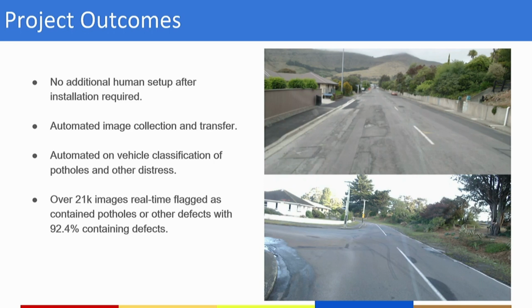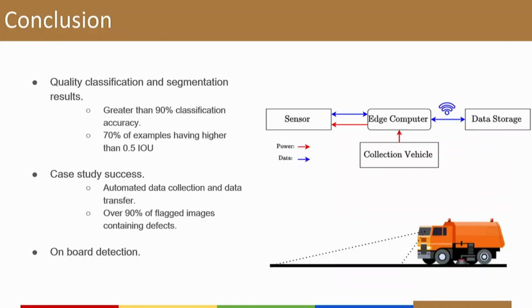And we have flagged about 20,000 images that contain potholes or defects, and it's over 90% accurate in terms of whether it contains defects or not. So in conclusion, we have demonstrated quality classification and segmentation results with the setup. Over 90% classification accuracy, around 70% size estimation accuracy with the IOU. It's fully automated, and over 90% of the flagged images that are processed on the fly while the data is being collected are actual defect images. And we have achieved onboard detection.